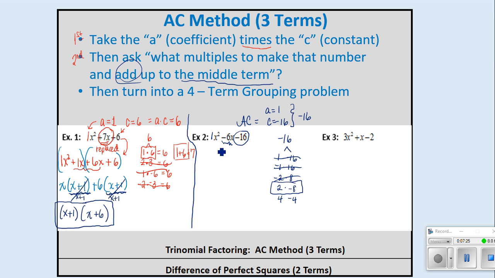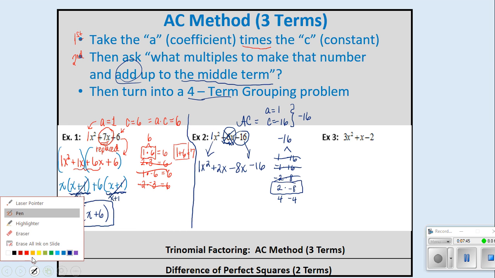So we turn this into a 4-term grouping problem. Bring down the first term. That always stays the same. Replace the middle term with your new terms. So plus 2x minus 8x. That adds up to be negative 6x. And bring down the last term.